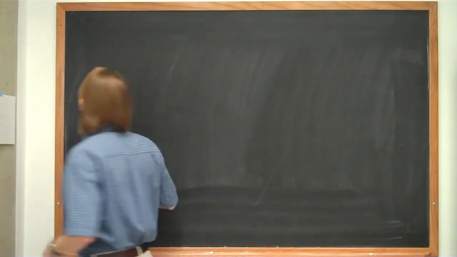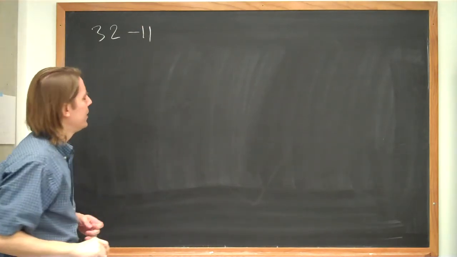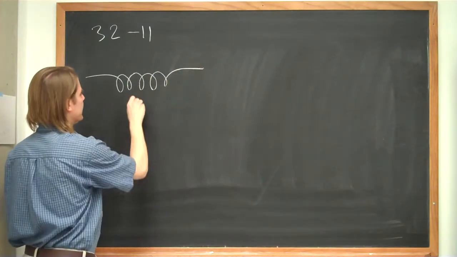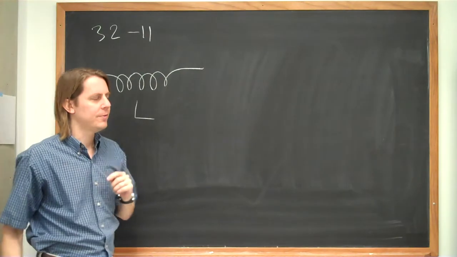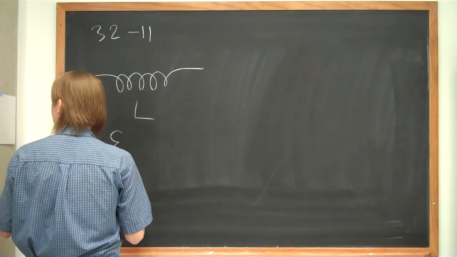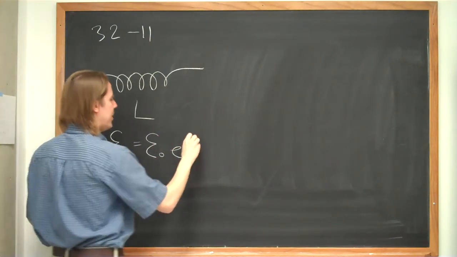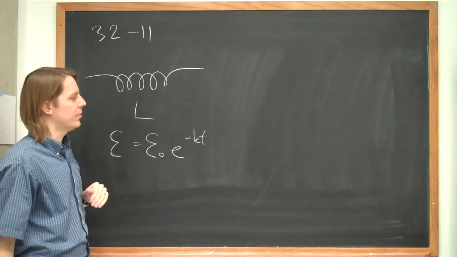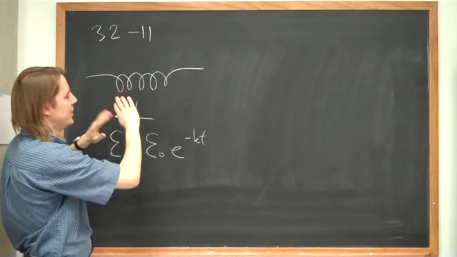This is 3211. And it says you have an inductor, an inductance L, and it says the EMF, or the self-EMF in this inductor for some time is E naught e to the minus kt. Basically it says the EMF across this inductor undergoes exponential decay. And this is what really happens if you just have an EMF and you just let it go.